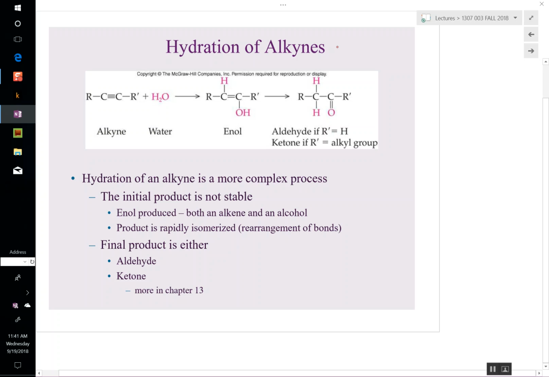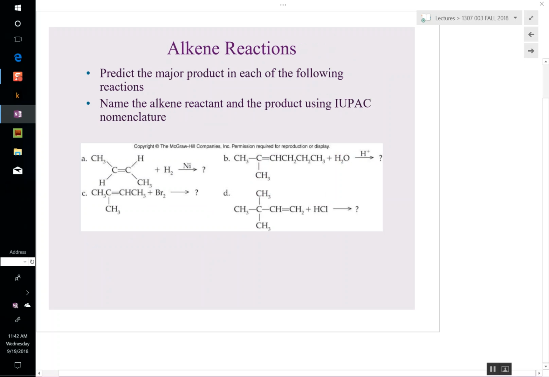Okay, don't worry about this. We won't worry too much about the hydration of alkenes, alkynes, and this enol rearrangement that can happen. So don't worry about that reaction. I think the answers are on the next slide here.